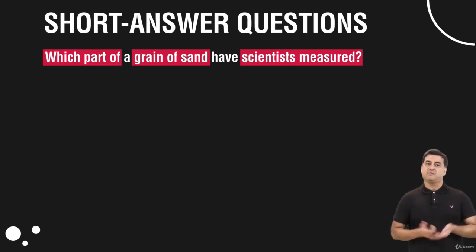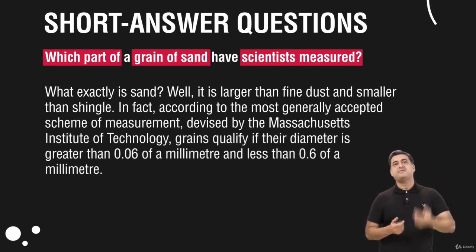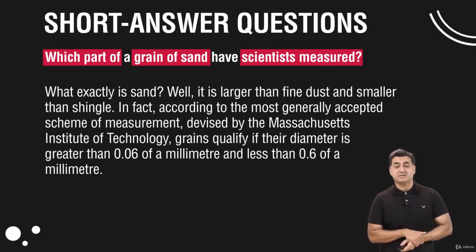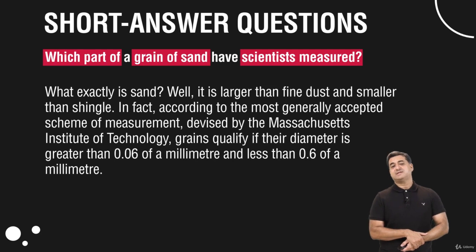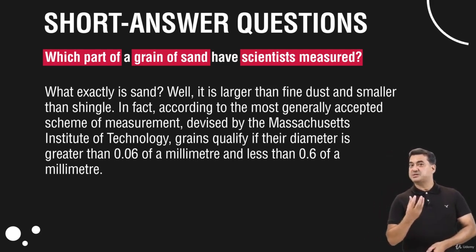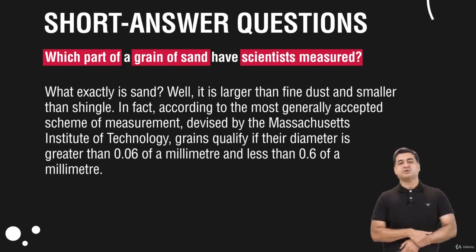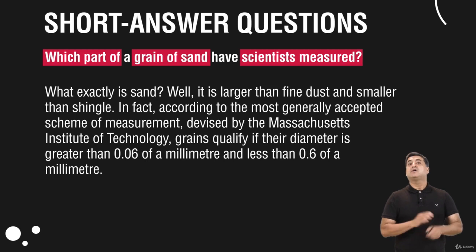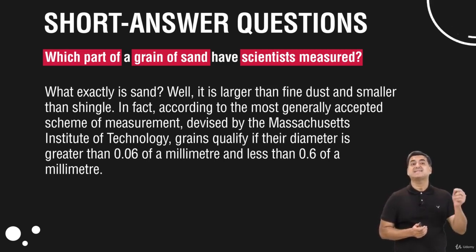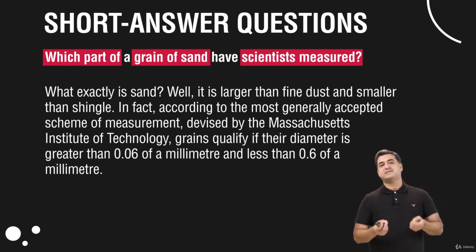Now let's read and find out what exactly. Now we are moving on to the next paragraph because we know the answers come in the sequence. So we have now moved on to the next paragraph, and let us try to look for measurement, scientist, grain. These are the keywords. In the third sentence you can see measurement, and in the fourth you can see grains, and that is where we need to read word by word so that we understand the meaning and can give the answer. Now let me read it for you. In fact, according to the most generally accepted scheme of measurements devised by MIT, grains qualify as sand if their diameter is greater than 0.06 mm and less than 0.6 mm.